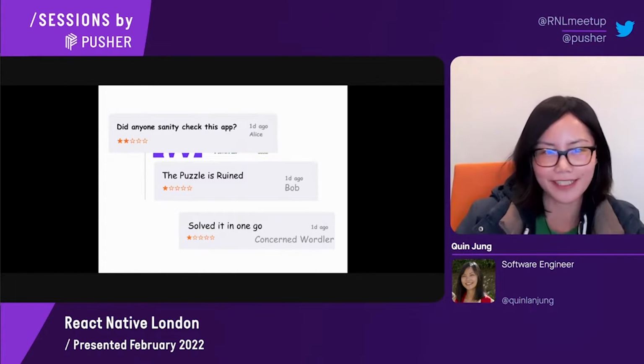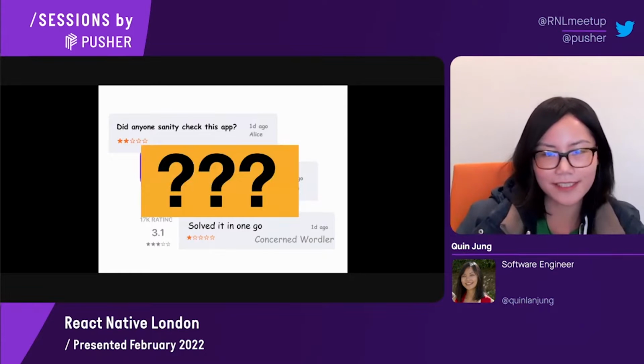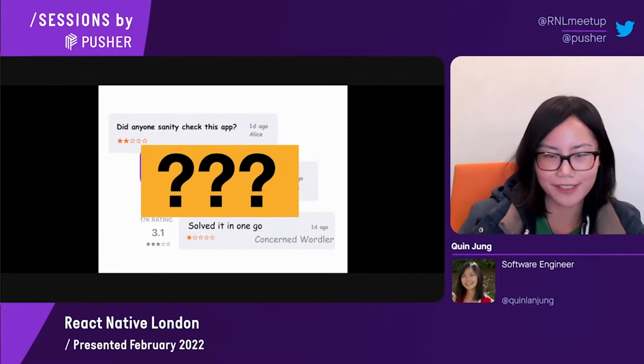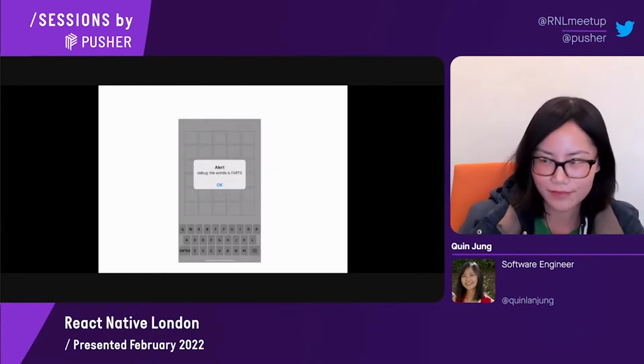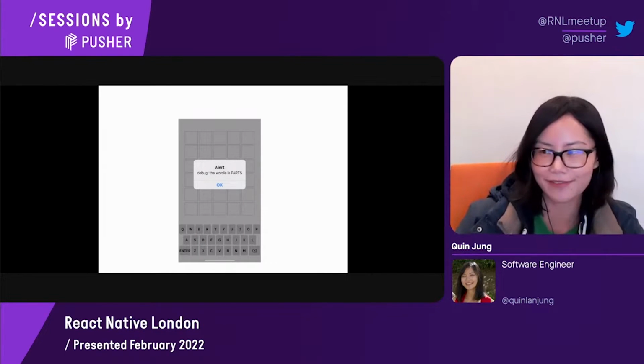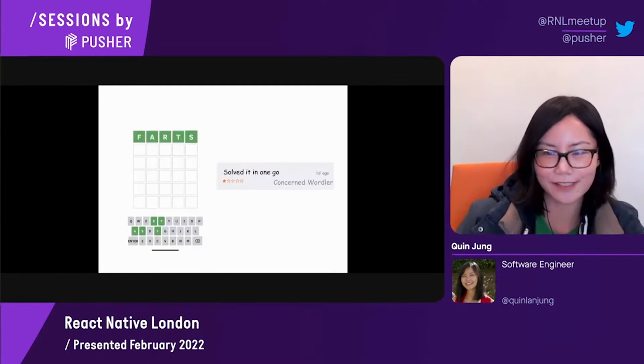You've got Alice complaining that if anybody has actually sanity checked the app, Bob saying that the puzzle is completely ruined, and concerned wordlers saying that they solved it in one go. This is honestly really confusing, as Wordle worked fine when you shipped it. So you download it from the store to see what's going on. And unfortunately, it turns out that you've left in a debug alert giving the entire puzzle away. That's quite unfortunate, and it's no wonder that concerned wordlers solved it in one go.